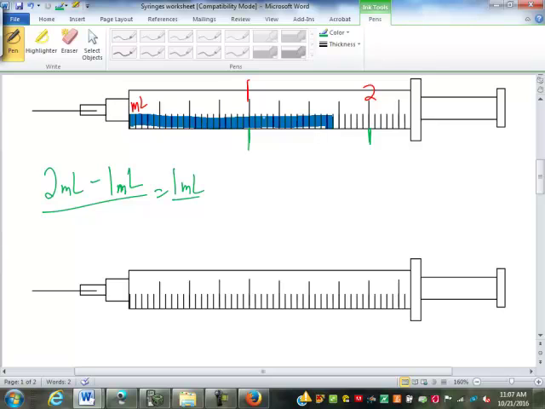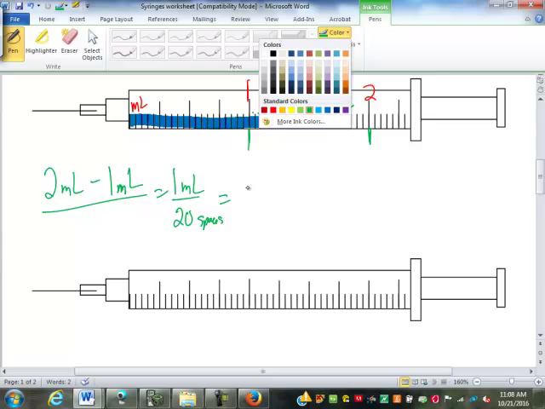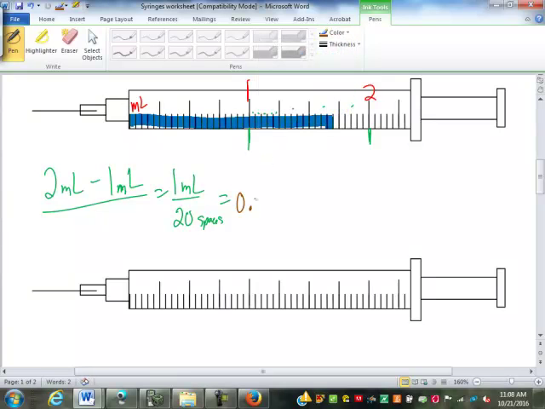How many spaces do we have? So 1, 2, 3, 4, 5. And then these larger divisions tell me those are the same. So that's 5, 10, 15, 20 spaces. 1 milliliter divided by 20 is 0.05 milliliters per space.